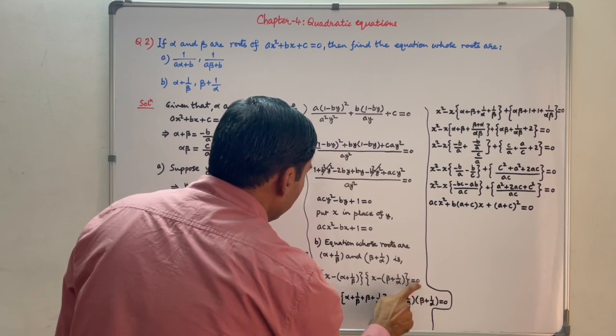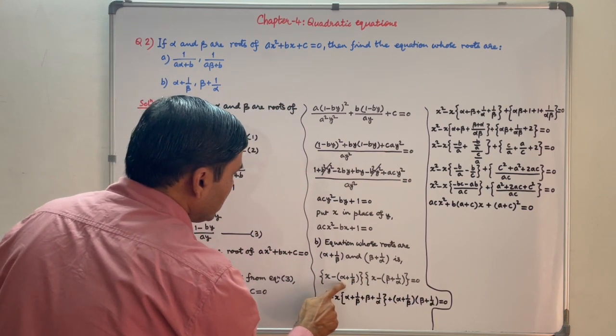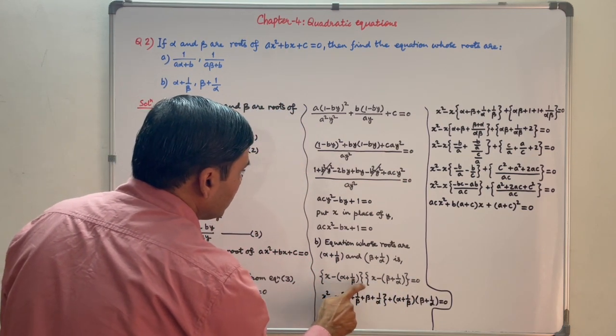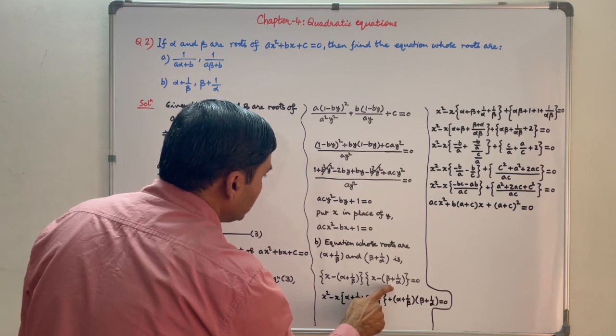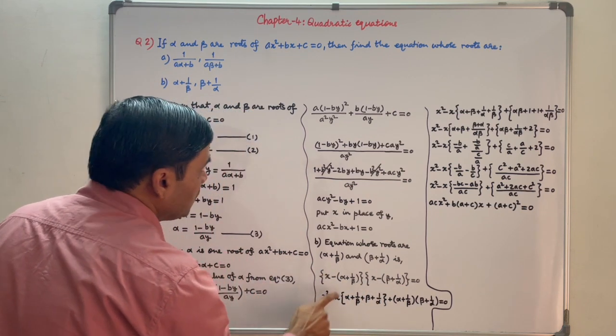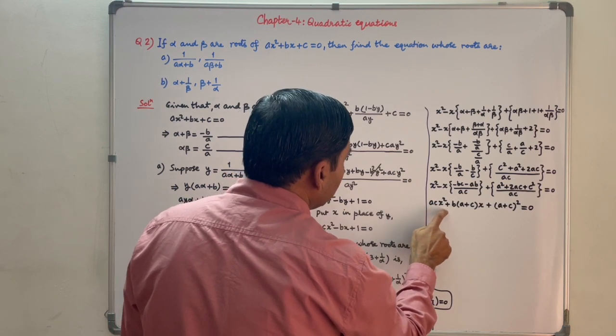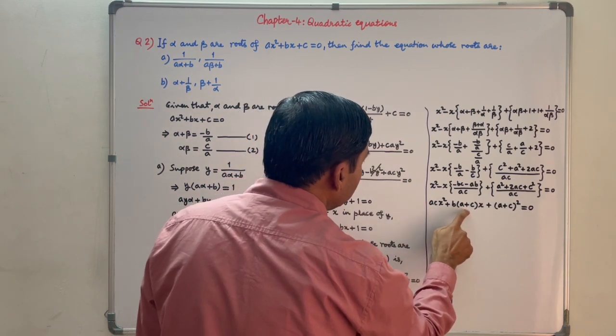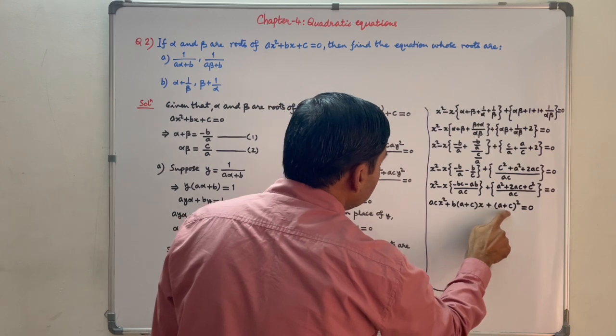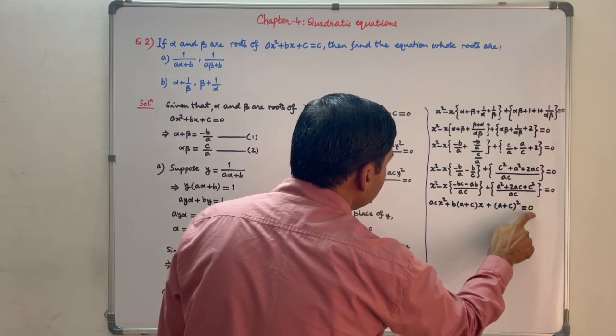In place of first root, put alpha plus 1 by beta, and in place of second root put beta plus 1 by alpha and simplify. So the required equation is AC x square plus b into a plus c into x plus a plus c whole square is equal to 0.